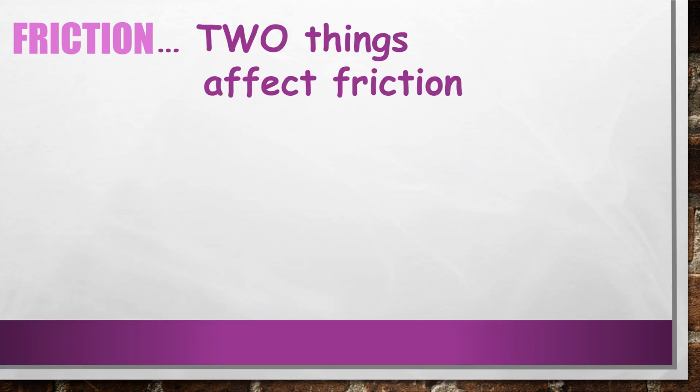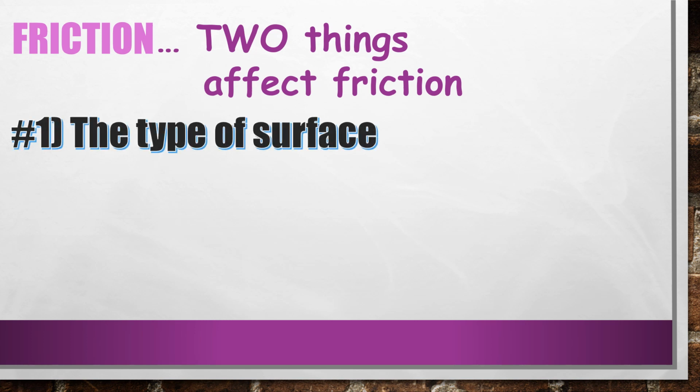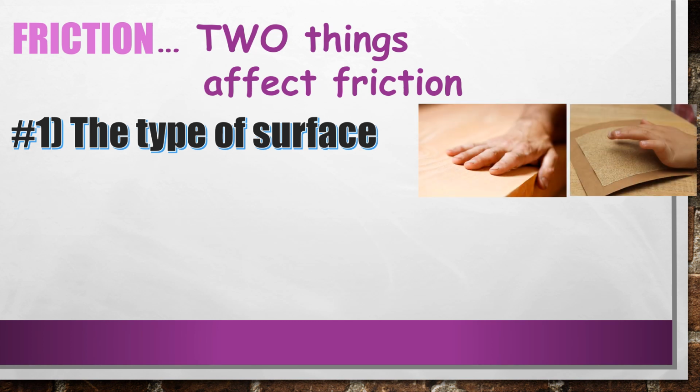When we talk about friction, we want to talk about two different things that are going to affect friction, that could increase it or decrease it. The first thing that we look at is the type of surface. We could have a very smooth surface, we could have a very rough surface, and friction is going to be affected by the type of surface that we have. For example, I could have a smooth piece of wood, or I could have a very rough piece of sandpaper. I could rub my hand on both of those, right?